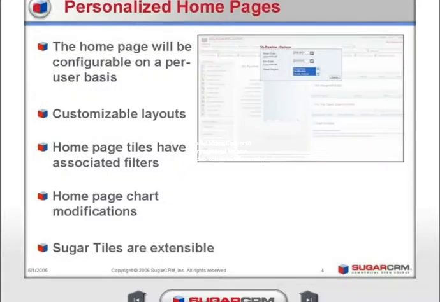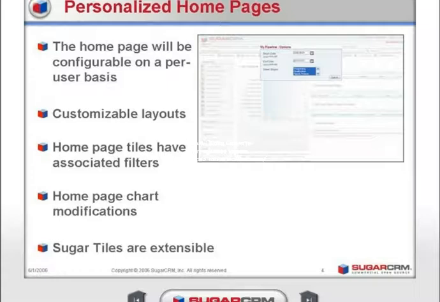Let me start with the homepage improvements. As you all know, most users spend a lot of time on the homepage. The homepage is a conglomeration of a lot of CRM business objects where a user can see a lot of the data that he works on daily. So we are taking our homepage to the next level. We are basically Ajaxifying the homepage. We will make it extremely customizable.